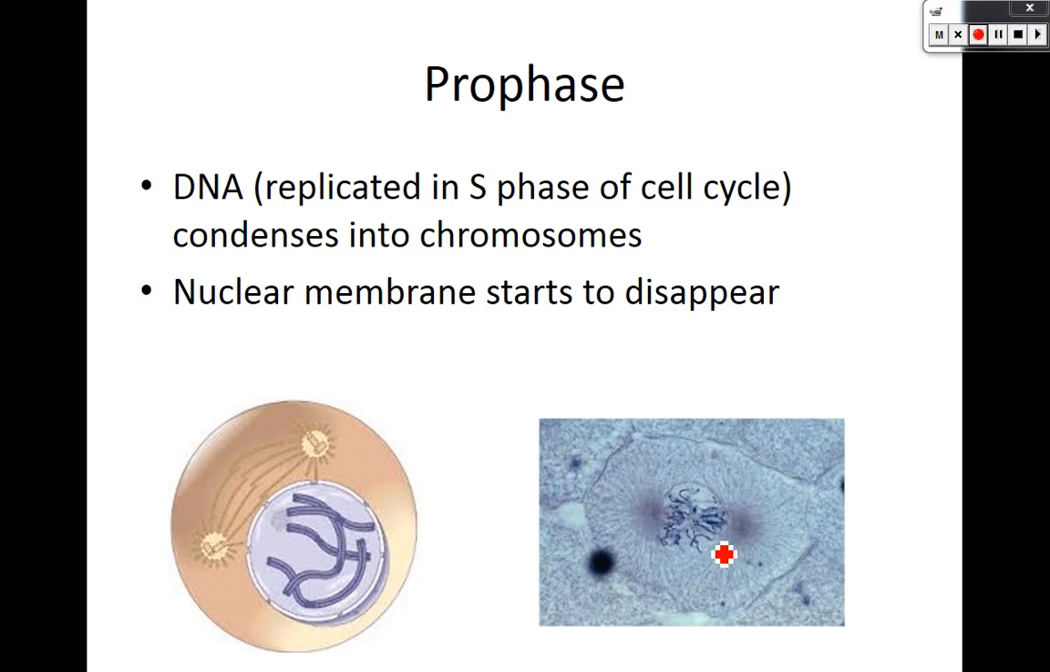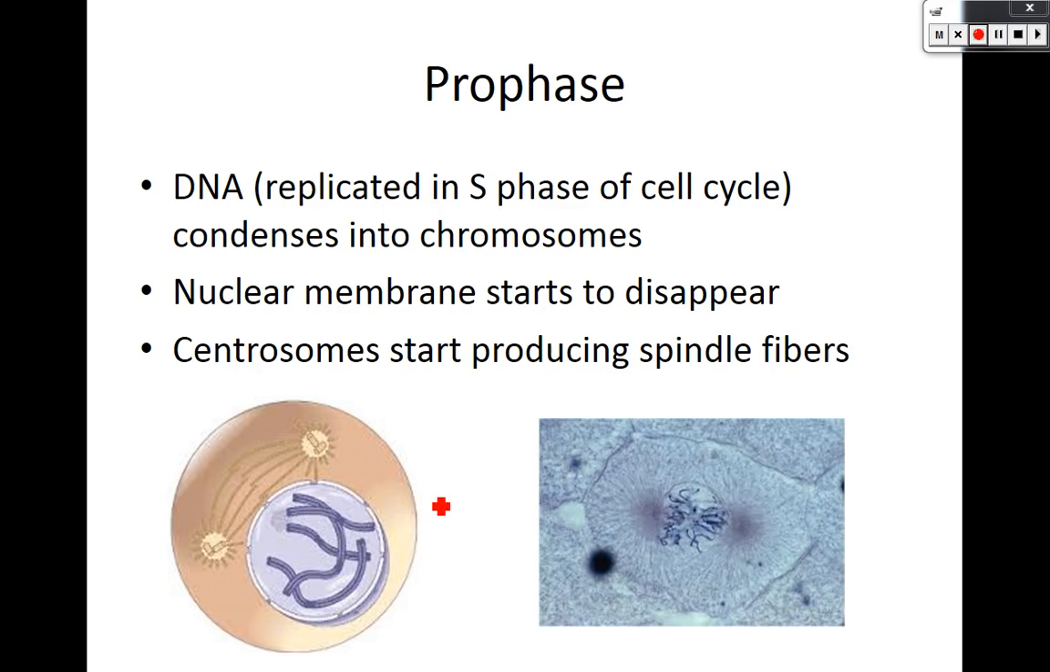And then also the nuclear membrane starts to disappear. So some of you remember from your organelle project that the nucleus is a membrane-bound organelle, meaning it has its own membrane. But in order to divide, that membrane's got to disappear. It's a little hard to see in a picture other than to kind of go, oh, it kind of looks like it's here, there, and maybe not there. Obviously, in a drawing, it's a lot easier to see.